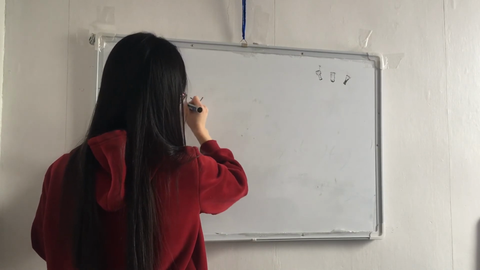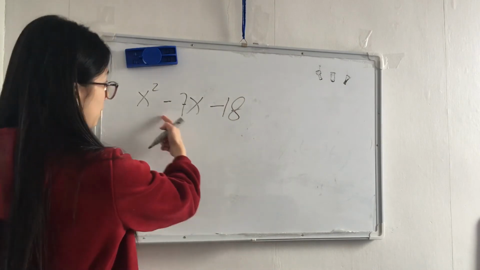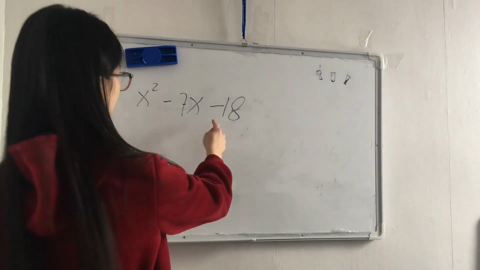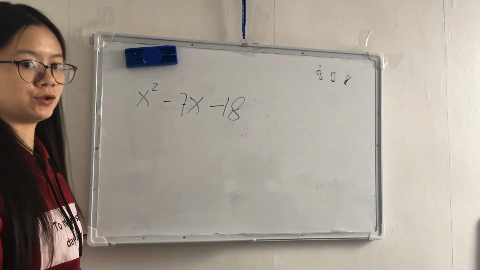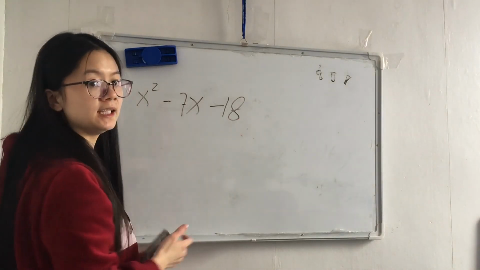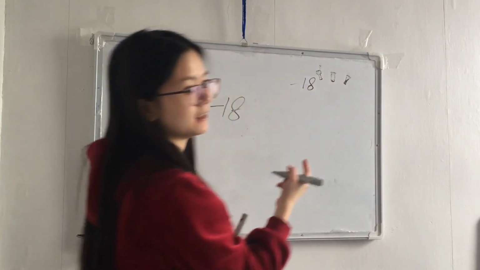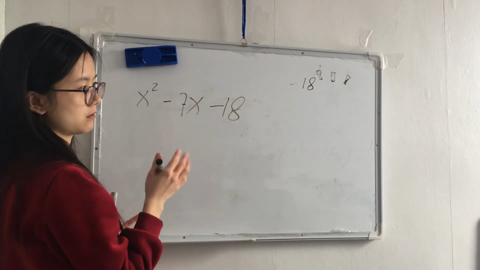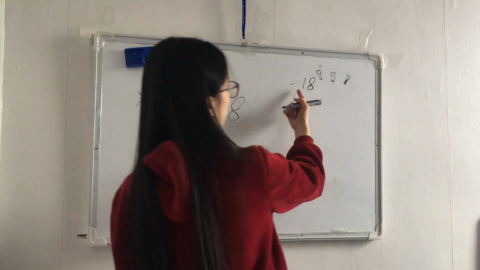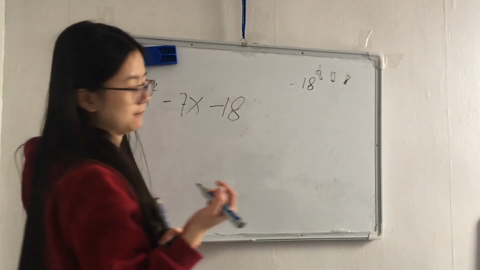But furthermore, let me introduce one more problem: x squared minus 7x minus 18. Now we have both negative numbers. Okay, we apply the same strategy. Negative 18. What are the two numbers multiplied together that give you negative 18? Because it's negative, we know that we should have one negative number multiplied by the other positive number, then it gives us a negative number, right? Because positive times negative gives us negative.